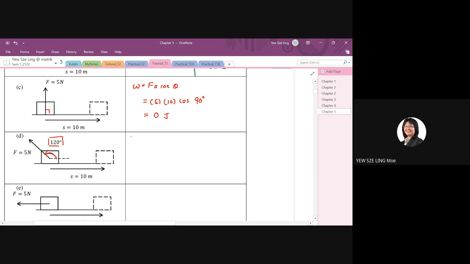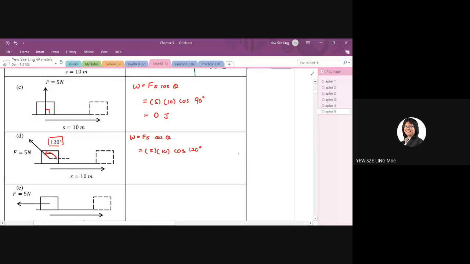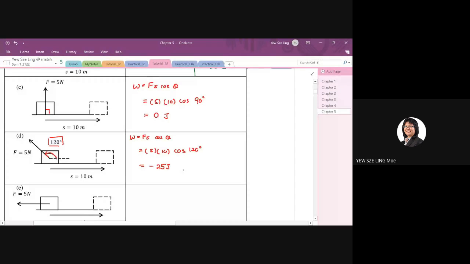So now what am I going to do? W equals Fs cos theta, which then equals 5, and then the S is 10. So cos, now remember, you need to use 120 degree, right? Which then equals -25 joule. So that is the answer for question D.